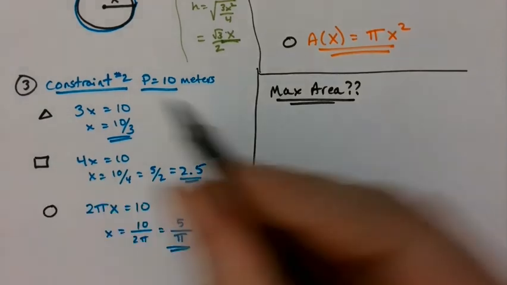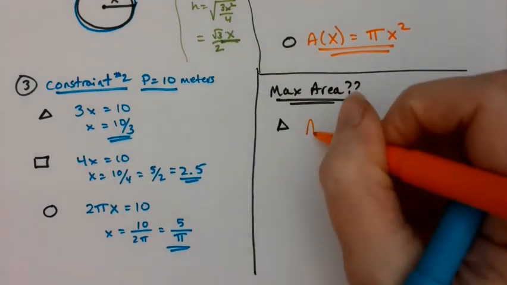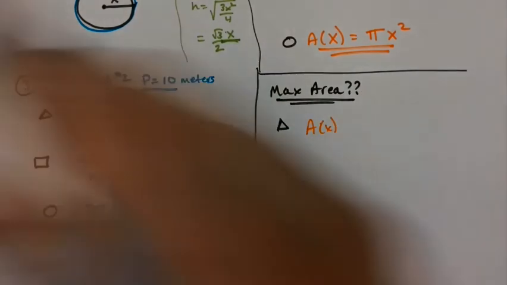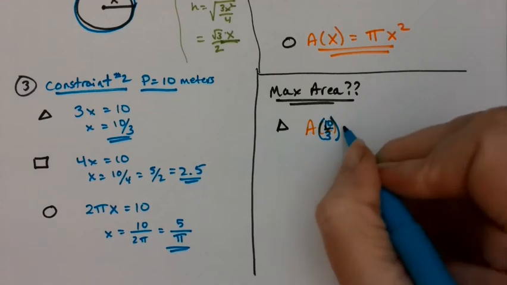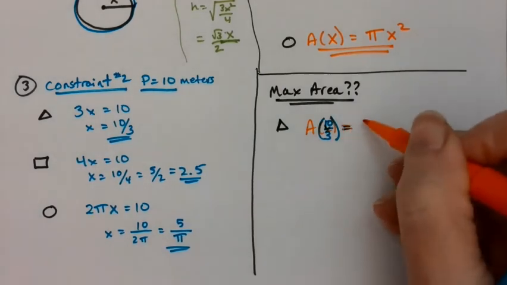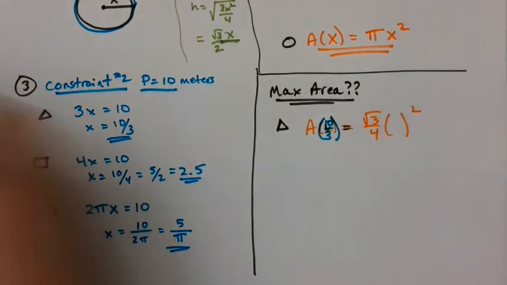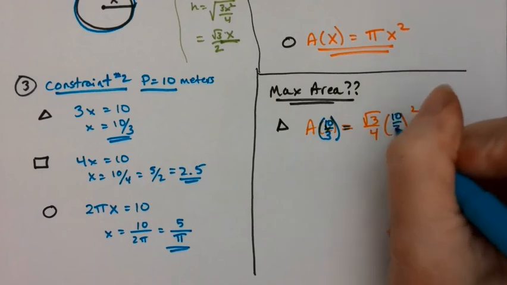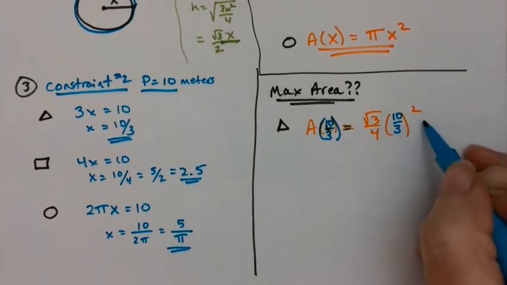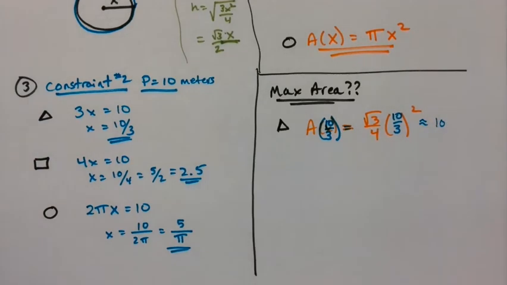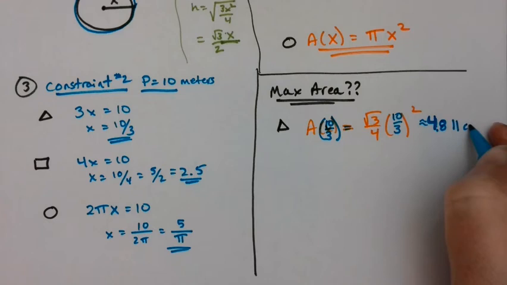Okay, well, let's look at the triangle. The triangle has an area, sorry, that's what I'm doing, 10/3 going in. So I'm going to take 10/3 and plug it in. That would be the square root of 3 over 4 times 10/3 squared. Okay, well, we grab a calculator. You make a calculator do this. And what you're going to find if you use a calculator is that it's 4.811 centimeters squared.